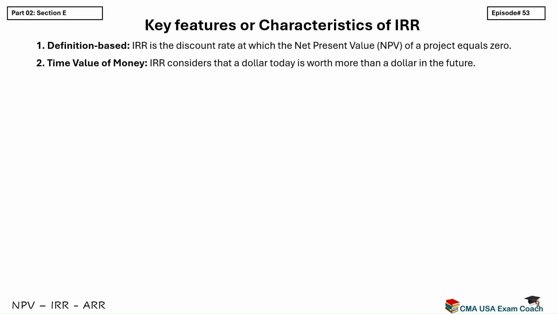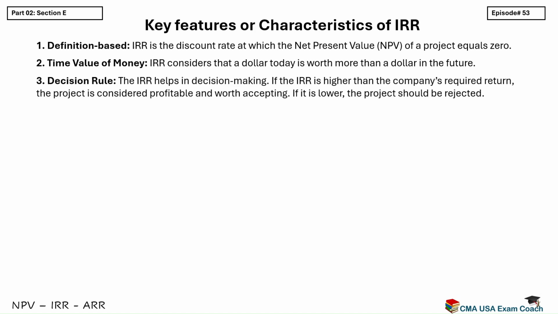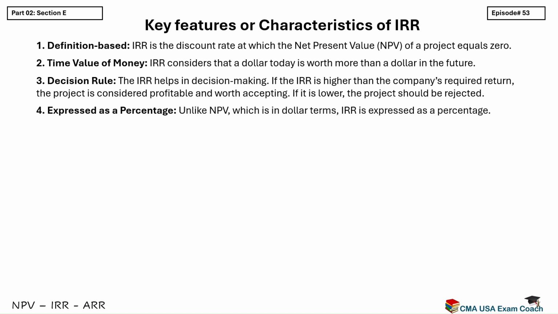3. Decision rule. The IRR helps in decision making. If the internal rate of return is higher than the company's required return, the project is considered profitable and worth accepting. If it is lower, the project should be rejected. For example, if your company wants at least a 12% return and a project's IRR is 15%, it's a good choice.